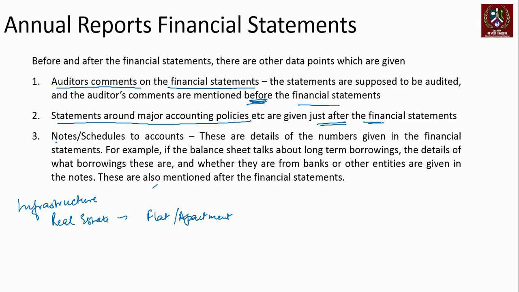And finally, those numbers that we saw are notes or schedules to accounts. These are details of the numbers given in the statements. For example, if the balance sheet talks about long-term borrowings, then what these borrowings are and whether they are taken from banks or other entities is all mentioned in the notes. These are also mentioned after the financial statements. That's the importance of financial statements.